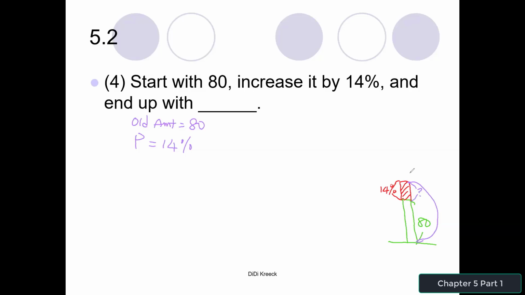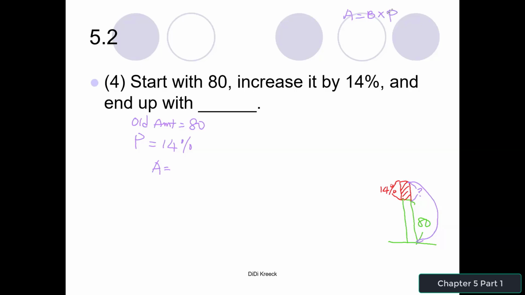right? So whatever amount we end up with is going to be 80 plus the increased amount. So it's going to be greater than 80. Okay, so that we know for sure. And the amount that we find is going to represent the 14%. If we can find this 14% amount, then we add it to the old amount, and we can find the new increased amount. Okay, so we say amount equals base times percent.